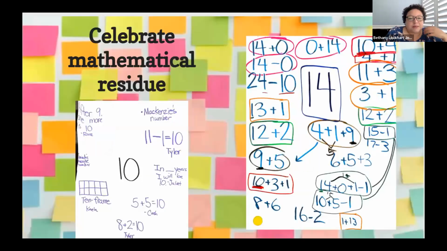And then another thing is celebrating mathematical residue. So these are 2 routines that we had in my classroom. What do you know about 10 and ways to make? So what do you know about, and it's whatever number.